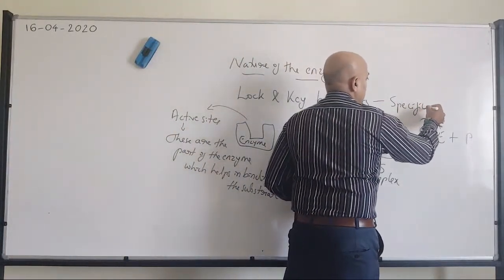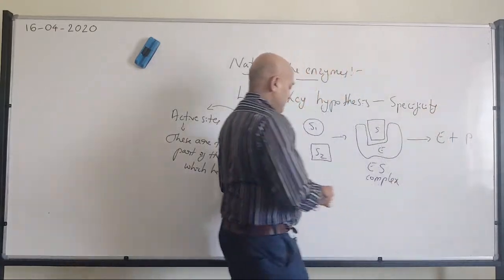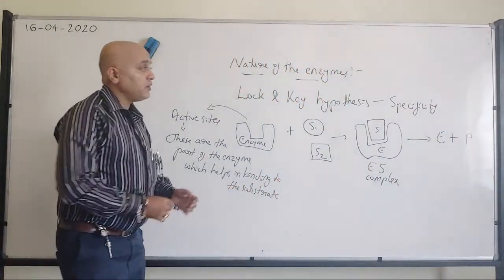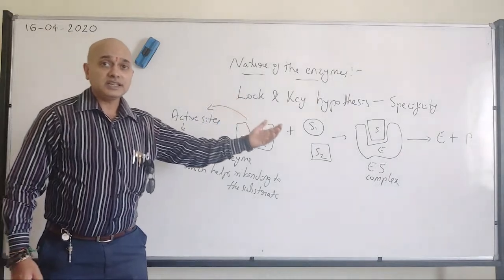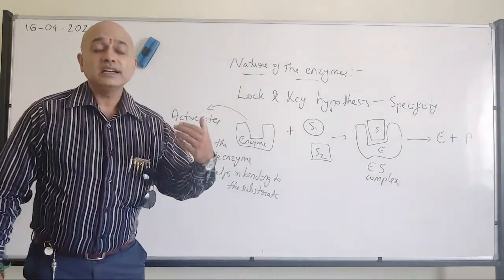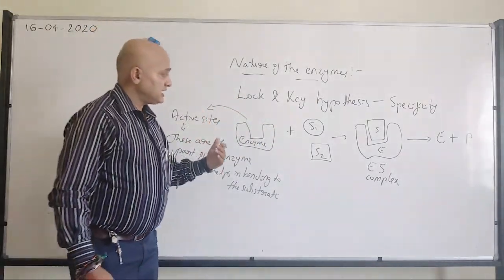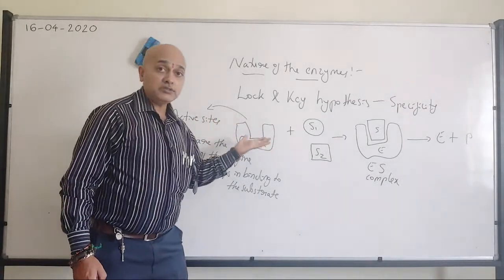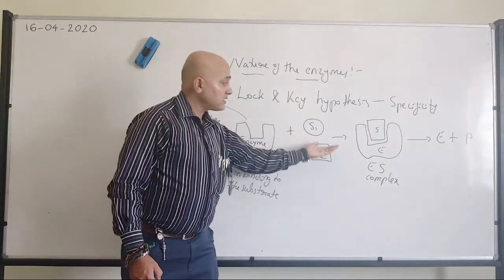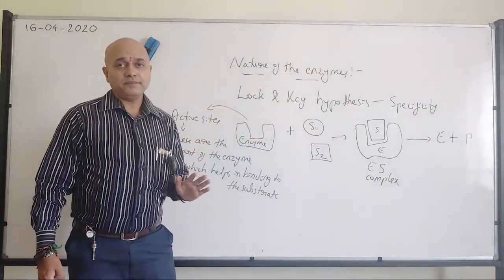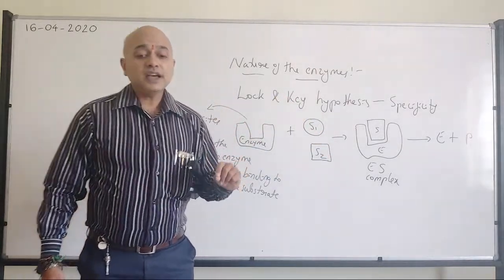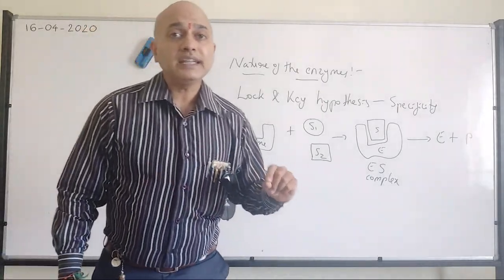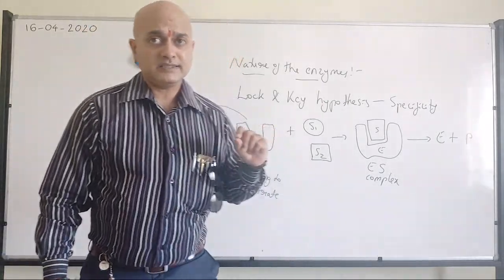What does the lock and key hypothesis explain? It explains why there is specificity in the enzyme catalyzed reaction. It is the shape of the active site that decides which particular substrate it can occupy. Fine. So that's where we have the lock and key hypothesis.